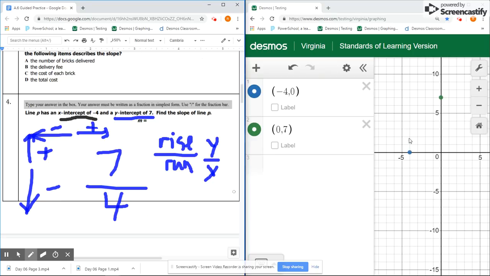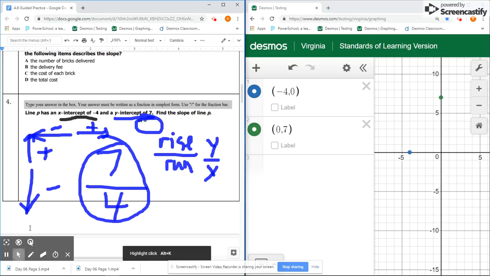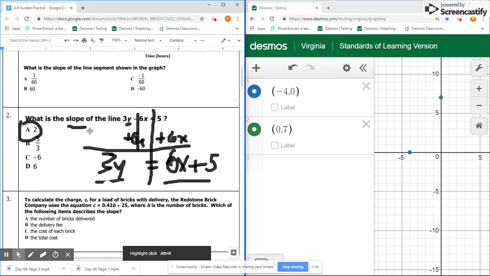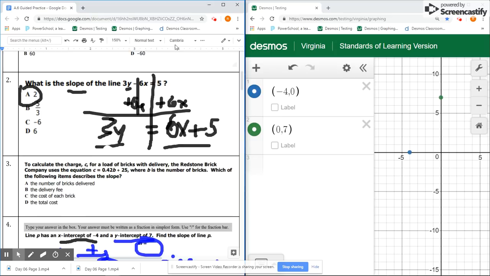Okay, so we went up 7, that's a positive 7 in the y direction. We went to the right 4, that's a positive 4 in the x direction. So our slope here, what we should type into the box, is 7/4. Again, if you haven't yet, go ahead and try number 1 and number 3 with your group, please.